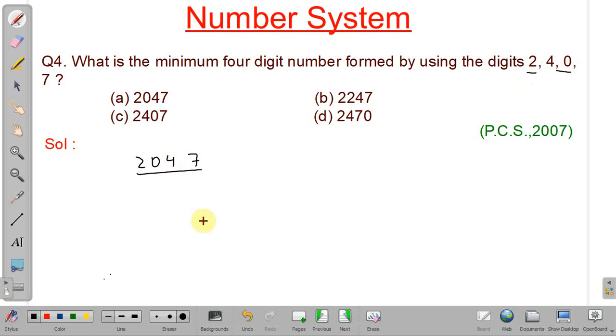So what we have to do? Put the highest digit in the unit place, then the second highest digit, which is 4, should be in the tens place. Then after that it is 2, but as 0 can't be in the thousands place, 2 should be in the thousands place and 0 should be here. So the number will be 2047. Okay, so the answer is A.